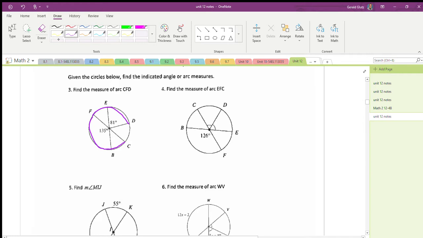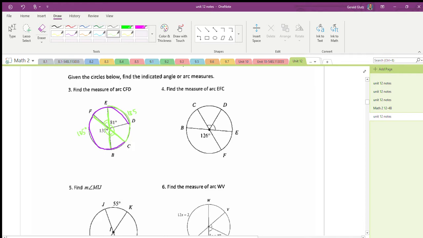So notice, let me use a different color here. We have a line here and a line here. Those form vertical angles. So this angle and this angle are vertical angles, so they have to be the same, and then same with these 2. So that means that from E to C, it has to be 135, because from F to B, it's also 135, and those are vertical angles.